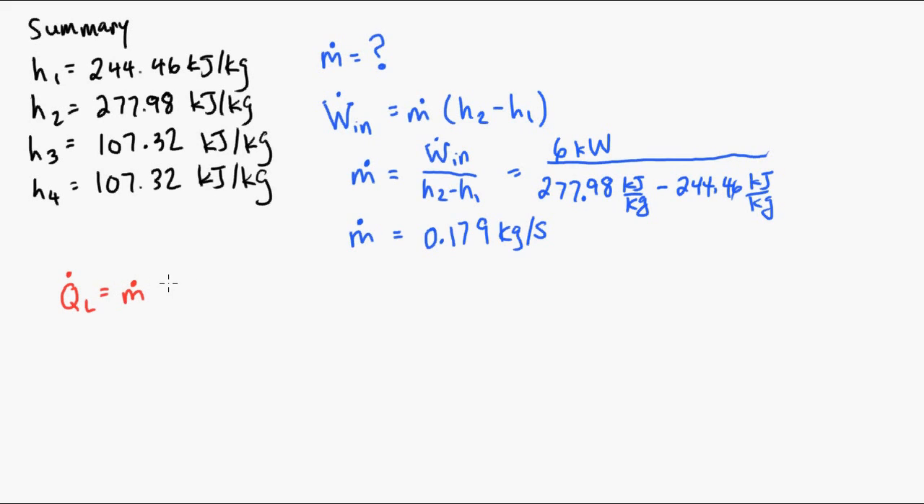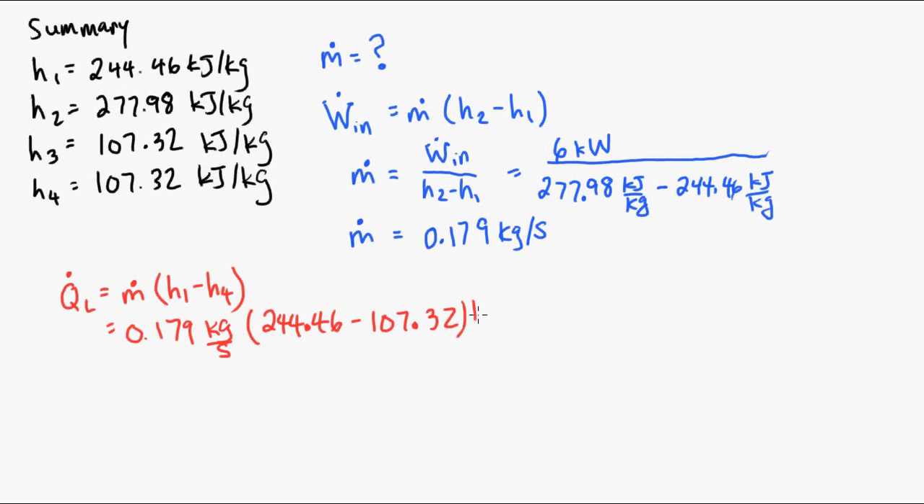So now we want to find QL, the heat going into the evaporator. That's equal to the mass flow rate multiplied by the difference in specific enthalpy. We'll plug in these values, enter them into our calculator, and we get 24.5 kilowatts.